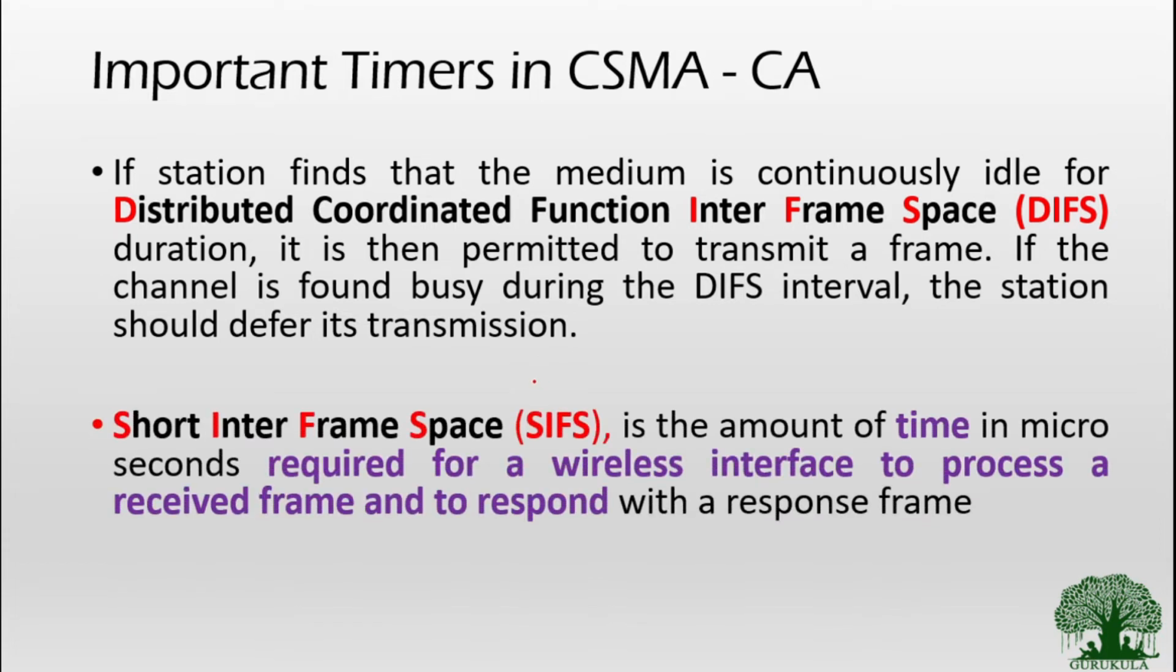Whereas on the other hand, we have the short interframe space, which we call SIFS, and this is the amount of time, which may be in microseconds, that is required for any station to process the received frame and to respond. So the time taken for a station to receive a frame, to process a frame and to respond to the frame is what we call the short interframe space time.